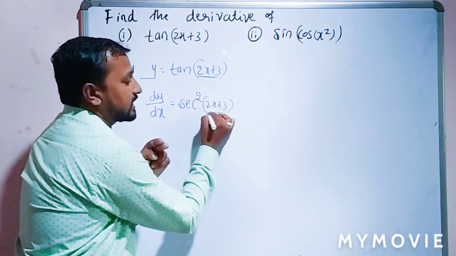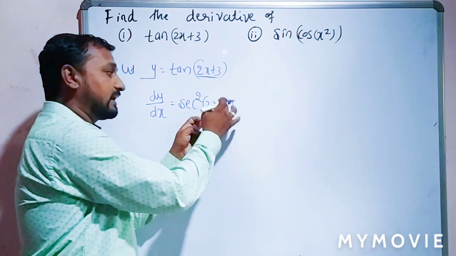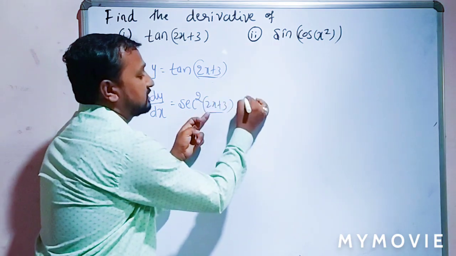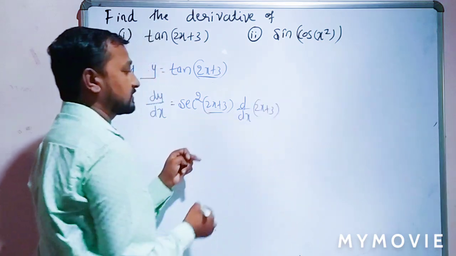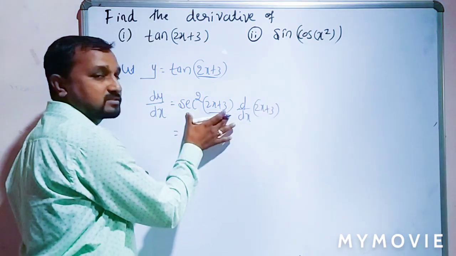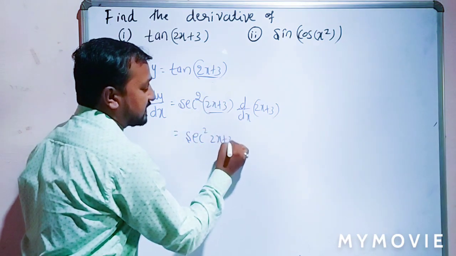So this is not a standard form. Then instead of x, what is that? 2x plus 3 is there. So again differentiate this function, that is d by dx of 2x plus 3. Okay, so then again this function, keep as it is. Here there is no derivative. Sec square of 2x plus 3.